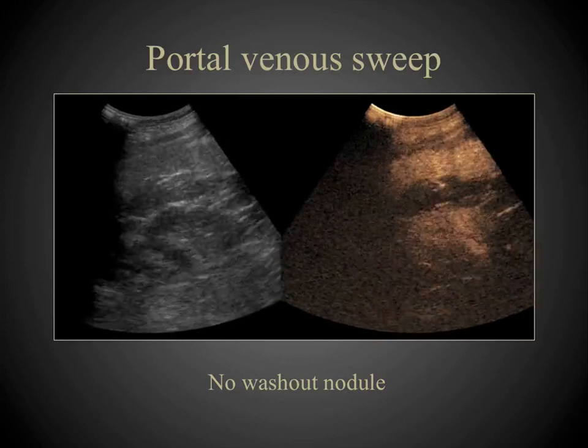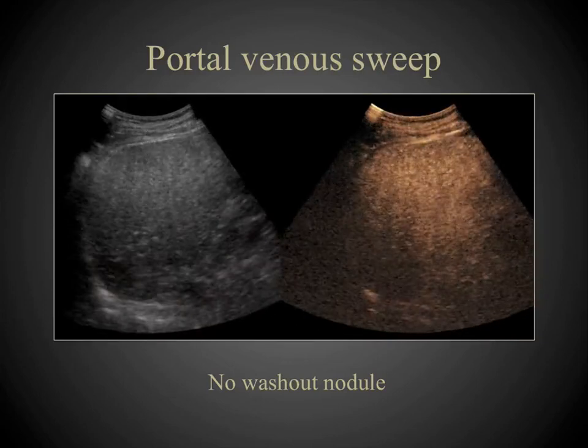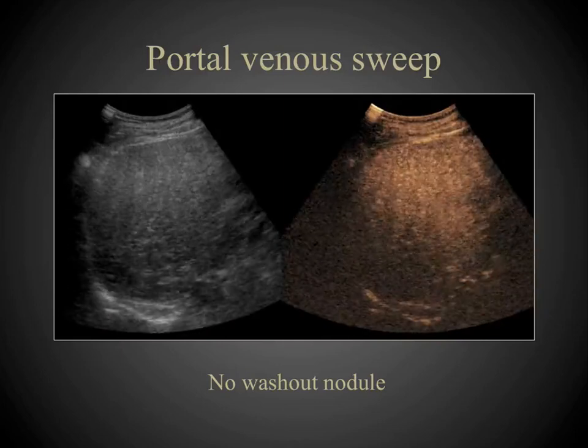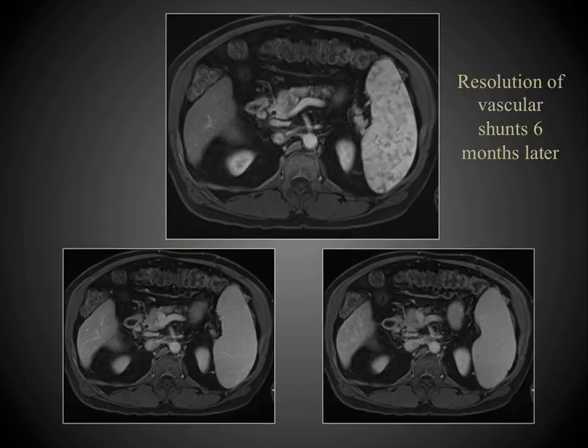Portal venous sweeps are performed showing no suspicious washout. CEUS confirms the presence of pseudolesions representing vascular shunts. This is further confirmed by resolution of these findings on subsequent MR scan performed 6 months later.